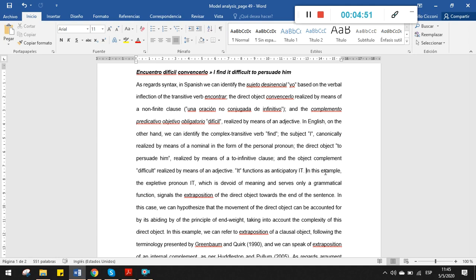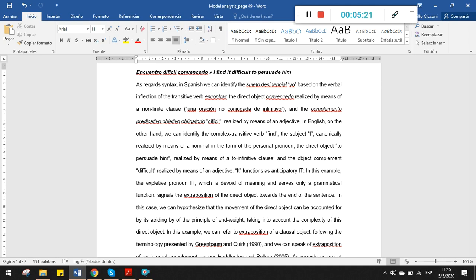So, when you have to make reference to the presence of it or the presence of there, classifying the it as an anticipatory it is correct, but this is the traditional classification. We expect you to speak of or to develop this notion of expletive pronoun.